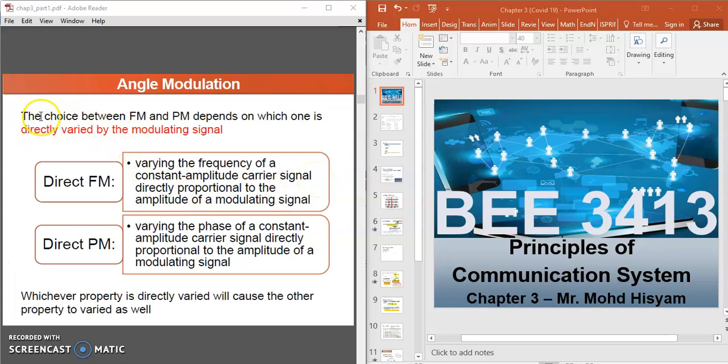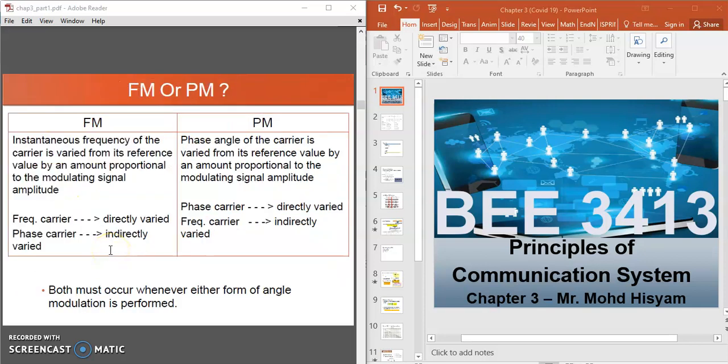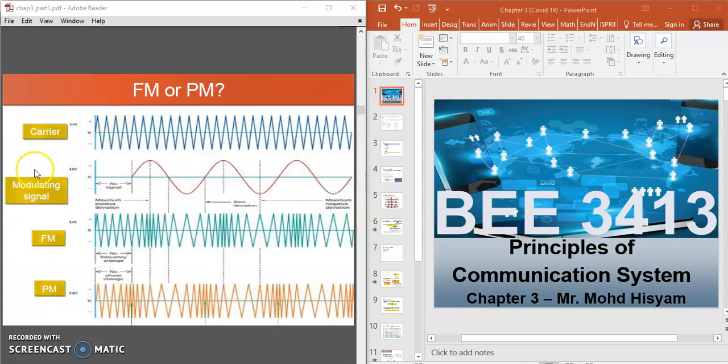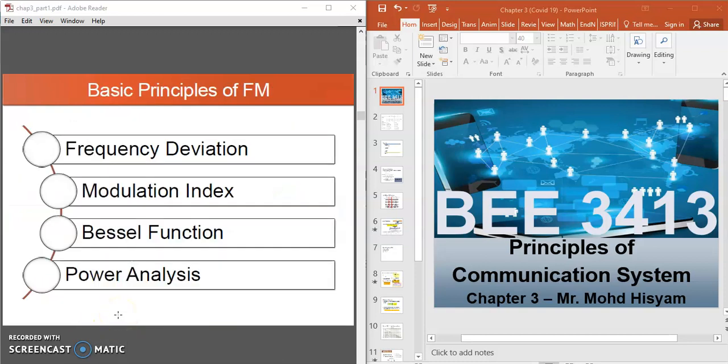Now, in angle modulation, the choice between FM and PM depends on which is directly varied by the modulating signal. This one is for direct FM, direct PM. If you want to select FM or PM, you can see this slide. You can see the difference between the FM signal and also the PM signal. So basically in this chapter, you will learn about frequency deviation and frequency modulation index.